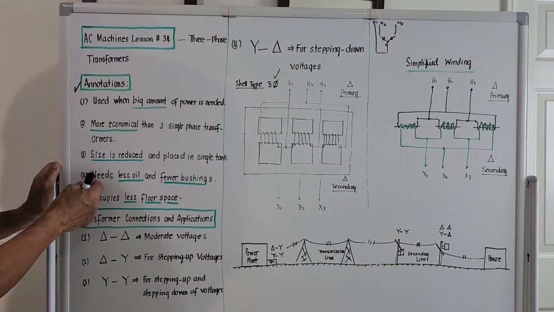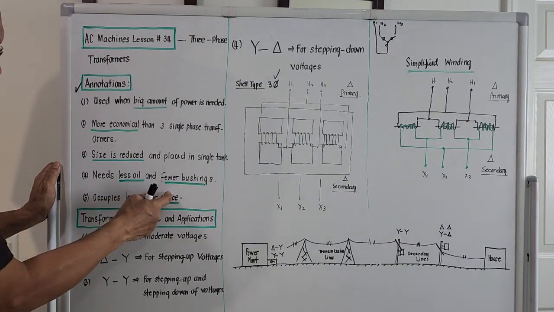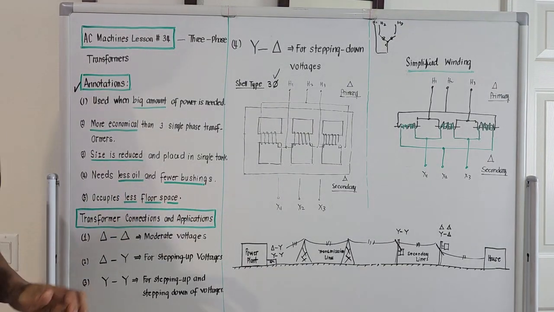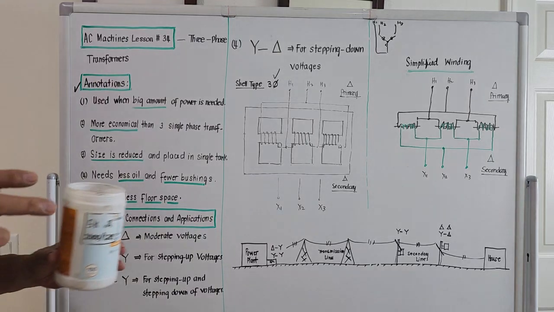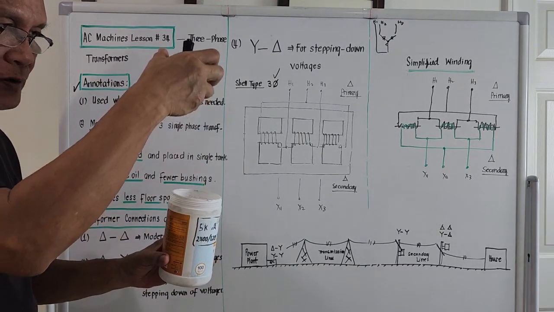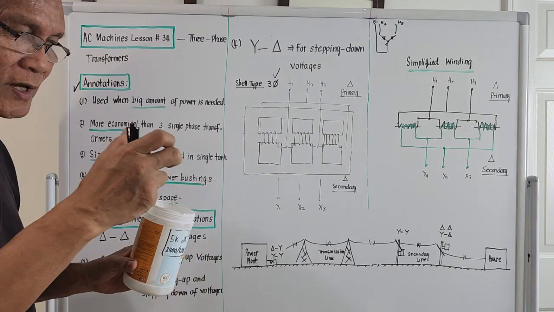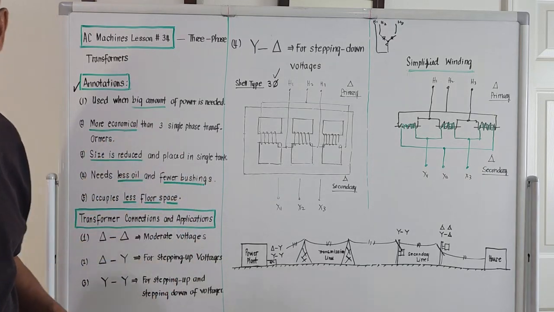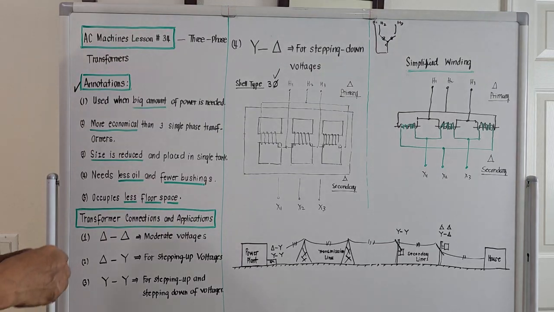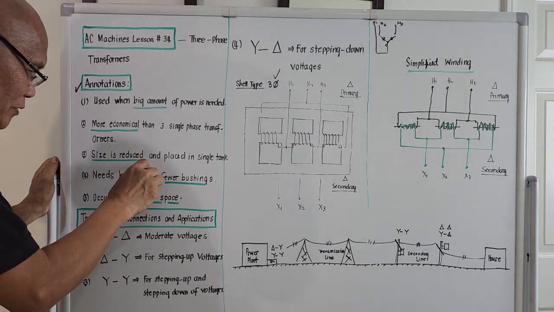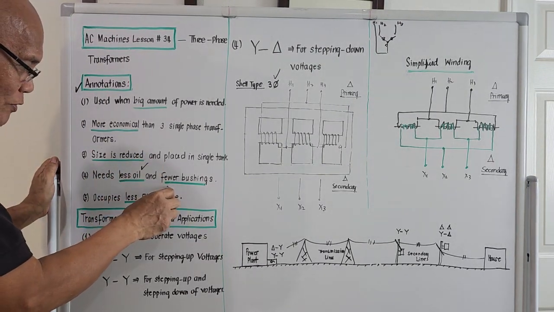Number four, needs less oil and fewer bushings. Of course, when the transformer is done, you place it inside the casing, right? And for cooling purposes, you place oil to cool off the windings, plus fewer bushings.